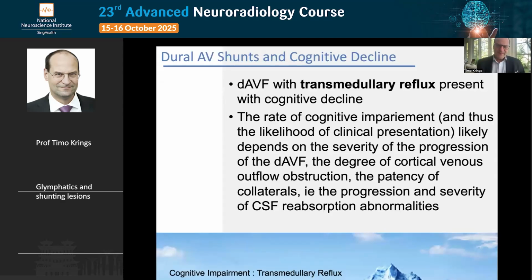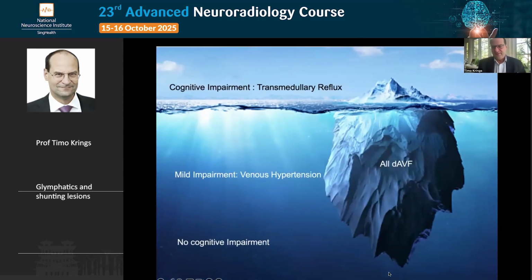So, based on these findings, we speculated that indeed transmedullary reflux leads to cognitive decline. The rate of this cognitive impairment is likely related to the amount of cortical venous reflux, to the shunt flow, but also to the timing of the progression, how fast it went. So, is this everything, or is this just the tip of an iceberg?